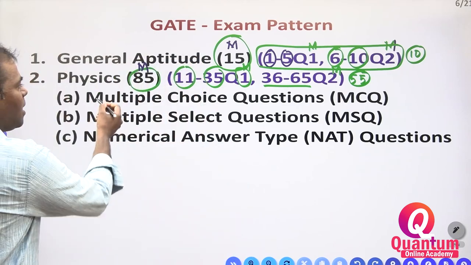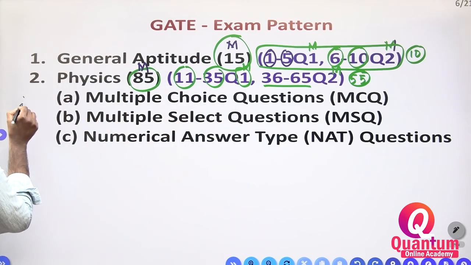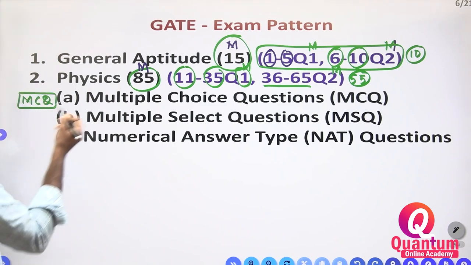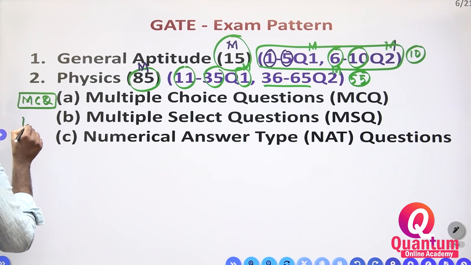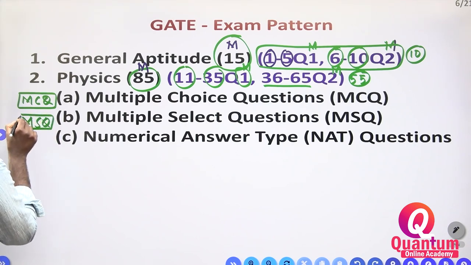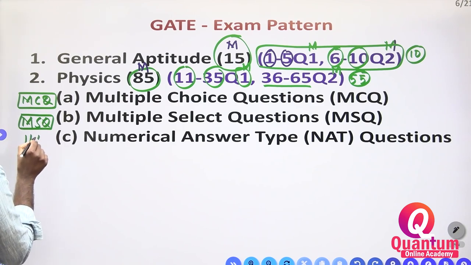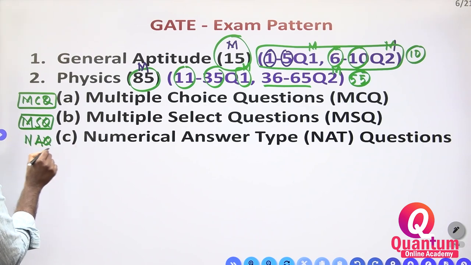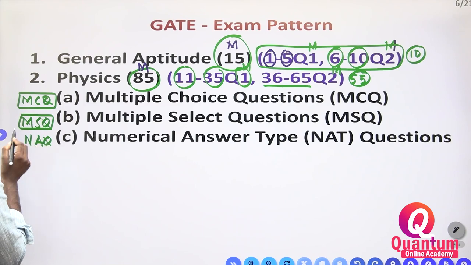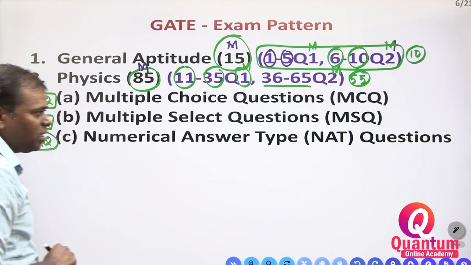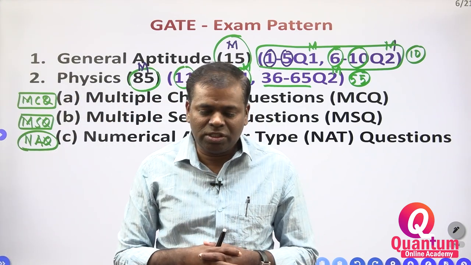One variety is MCQ, multiple choice question, first variety. Next, MSQ, multiple select questions. Next, numerical answer type question, this is NAT. These 3 varieties of questions they will ask.